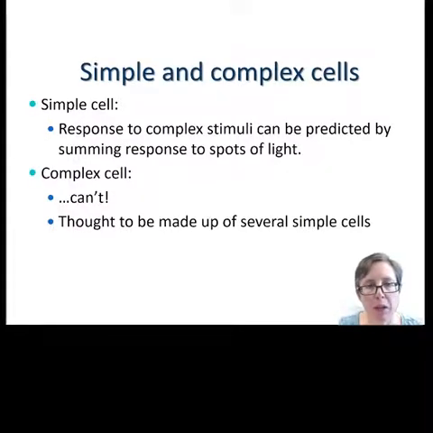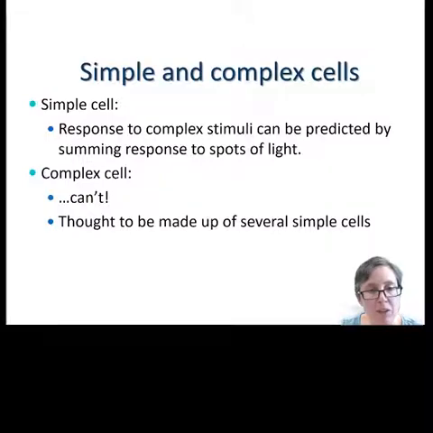I'd like to talk to you about simple cells. Simple cells were so named in contradistinction to complex cells, and this is terminology invented by Hubel and Wiesel to describe two classes of cells they thought they could distinguish in visual cortex. And the nice thing about a simple cell is that you can predict the cell's response to any visual stimulus by simply summing the responses you record to individual spots of light, and I'll talk through how that works.